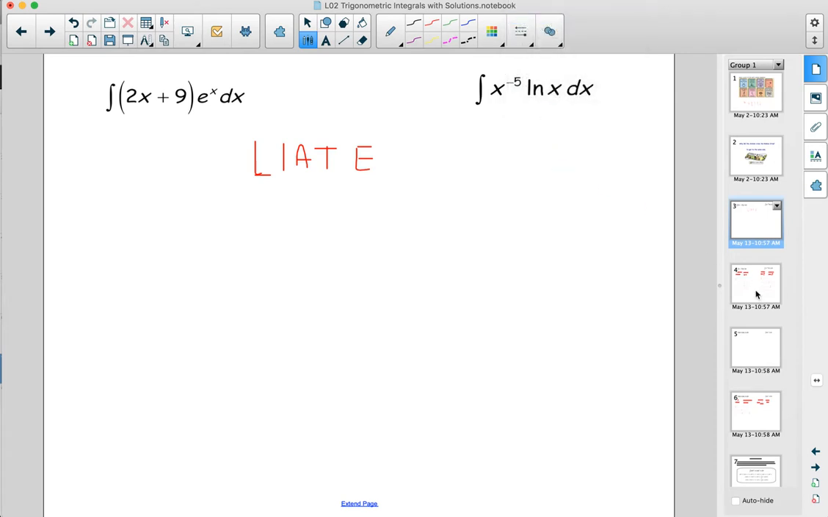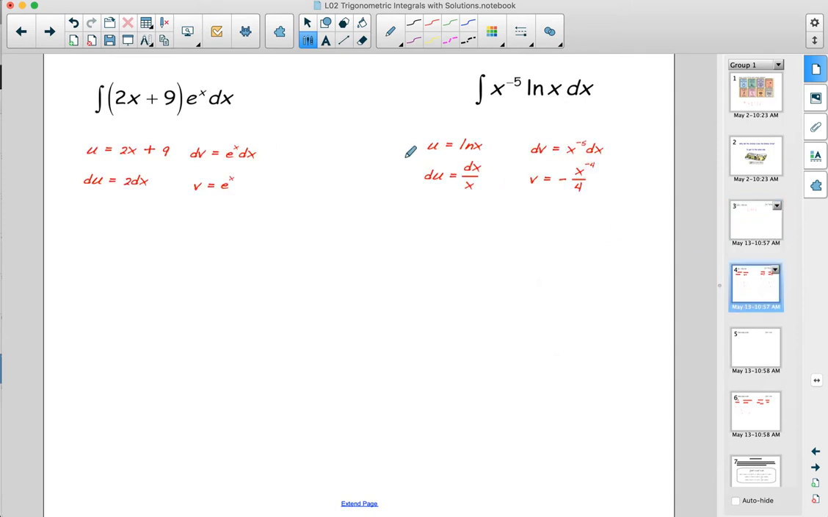And resuming. According to the rules of LIATE, the algebraic function comes before the exponential, so you should be allowing u to be 2x plus 9, and then you would allow dv to be e to the x dx. Moving forward, du would be 2 dx, and v would be e to the x. And we're looking at the integral of u dv is equal to uv minus the integral of v du.